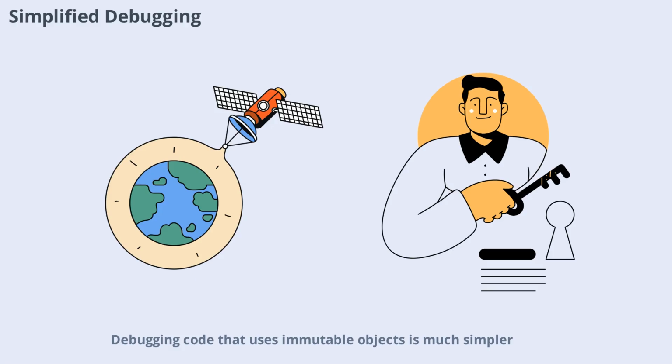Debugging code that uses immutable objects is much simpler. Since the state doesn't change, you can easily track the flow of data and identify where things go wrong. This reduces the time spent hunting for elusive bugs and makes maintenance easier.